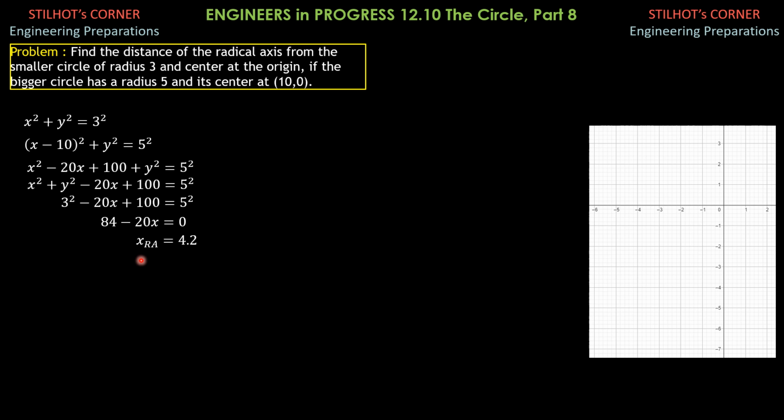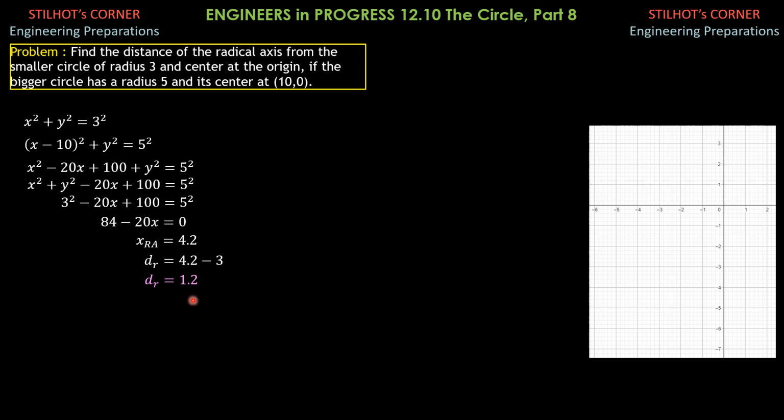Since we are looking for the distance of the radical axis from the smaller circle, then that distance is 4.2 minus the radius of the smaller circle, which is 3. So d sub r is 4.2 minus 3, and that is 1.2.